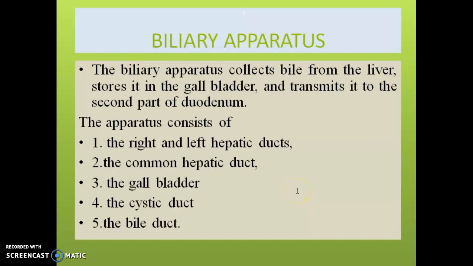Let's talk about its biliary apparatus. The biliary apparatus collects the bile from the liver, stores it in the gallbladder and transmits it to the second part of the duodenum. The biliary apparatus consists of the right and left hepatic ducts. These ducts emerge at the porta hepatis from the right and left lobe of the liver.